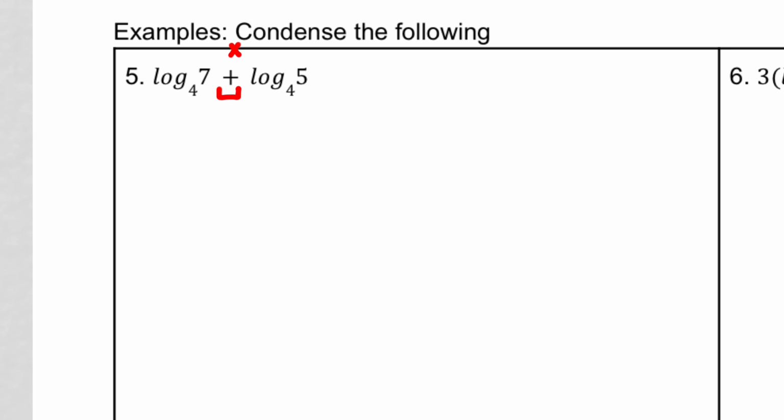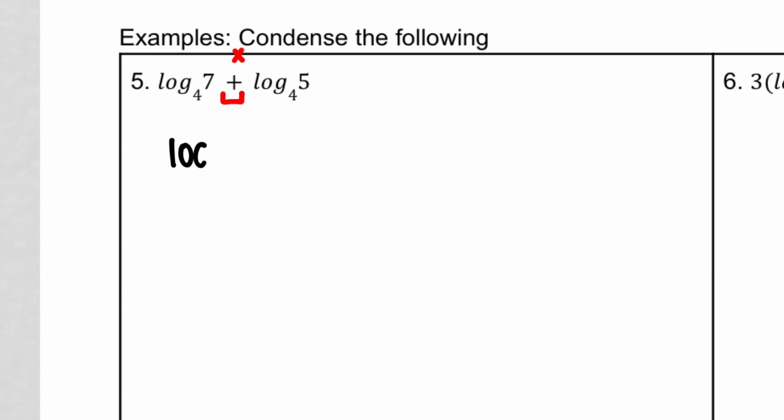I also want to check to make sure the logs have the same bases. When I look here, I have a log base 4 and a log base 4, so that means they can be combined. If they do not have the same bases, we cannot combine them. So I'm going to take that common log with its base, so log base 4. I'm going to take the first piece, 7, times the second piece, which is the second log, 5. And you can leave your answer just like this, log base 4 of 7 times 5. I went from multiple logs to one log in my answer, so I'm done.